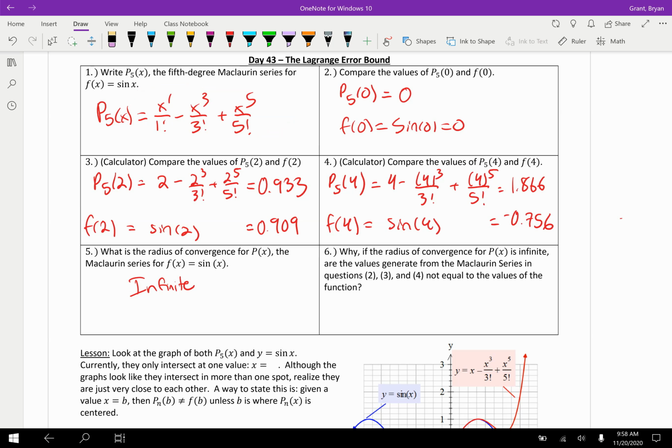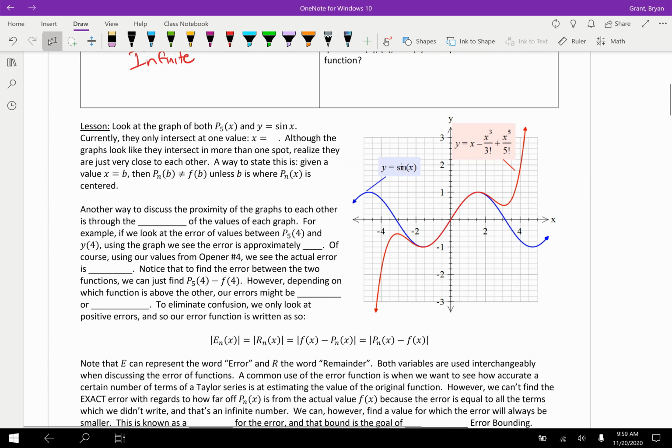The only way that p of x will give the same answers as f of x is if you put out an infinite number of terms at the end. If you write all of the terms, then the answers will be the same. I only wrote 3 of the terms. And so we can actually compare this down here too.